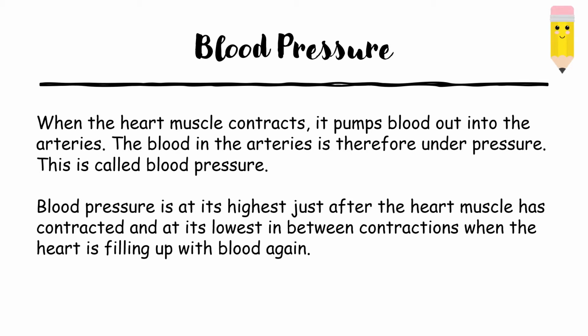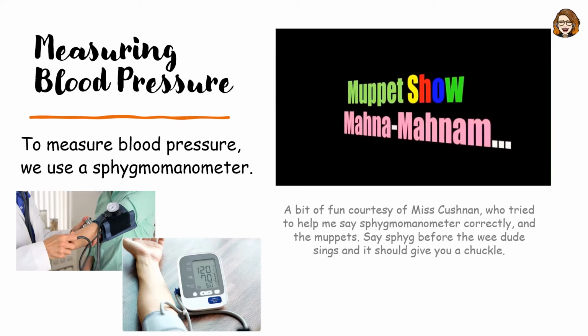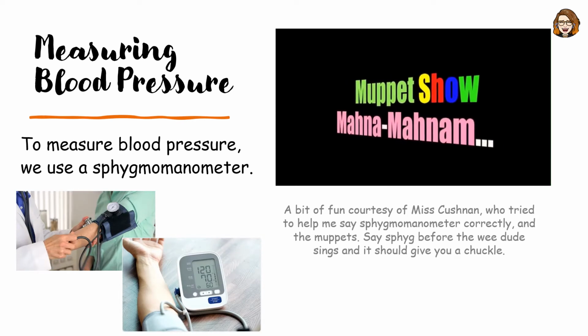Now, blood pressure is at its highest just after the heart has contracted, and it's at its lowest in between contractions when the heart is filling up with blood again. To measure blood pressure, we use a sphygmomanometer.